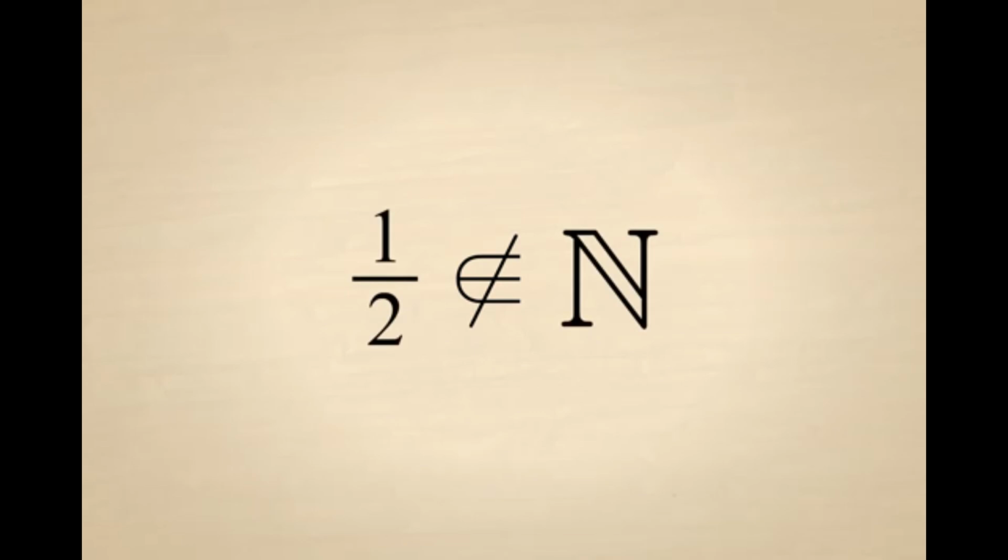We can indicate that an element is a member of a set by using the symbol for set membership. For instance, we could say that the element 1 is a member of the set of natural numbers. We can also indicate that an element is not a member by using the negation of this symbol. For example, we could state that 1/2 is not a member of the set of natural numbers.